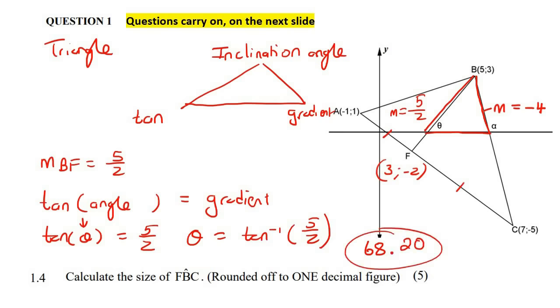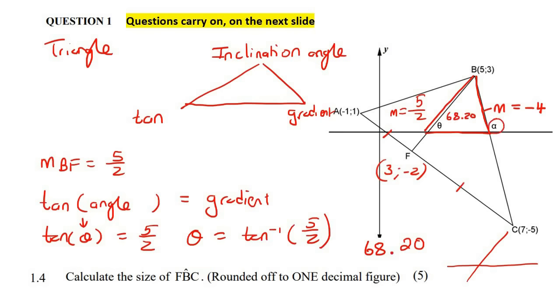That is called the inclination angle. Inclination means the angle above any horizontal line. So it doesn't only mean theta. If we had a horizontal line, you could also say that that angle is 68.2. So it's any horizontal line. That means theta is going to be 68.20. So we have that now.